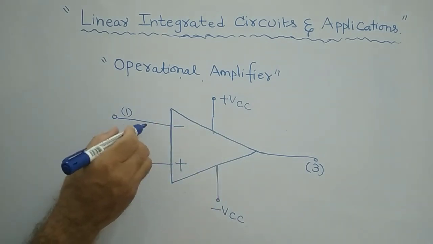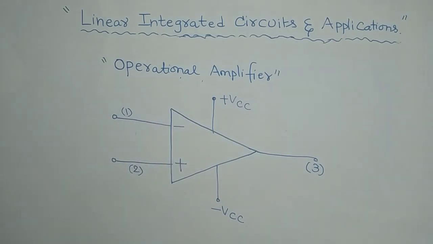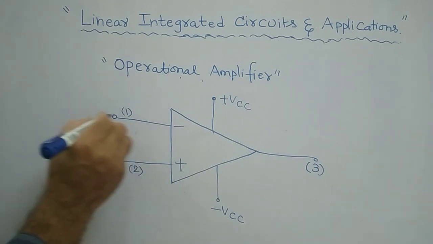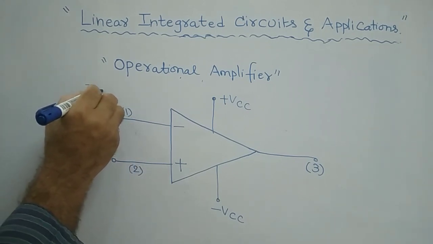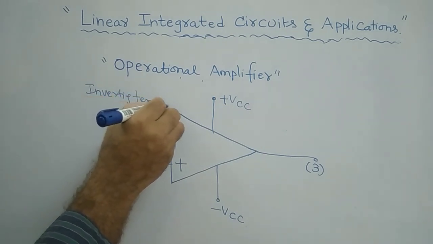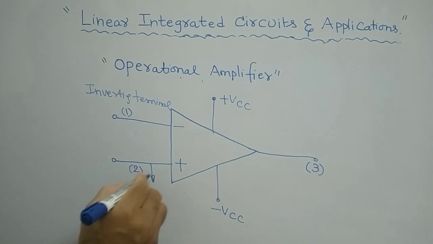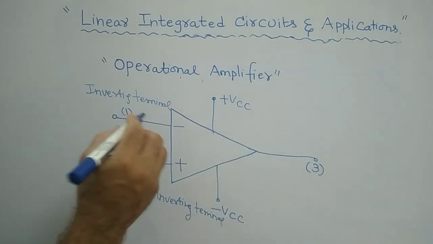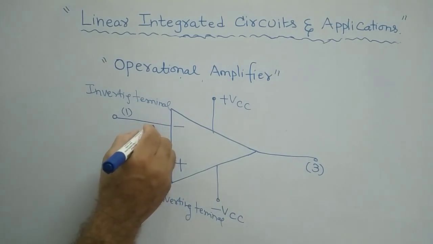If the input is given to this minus terminal, we have seen already that this is called the inverting terminal. And this particular terminal, plus, is called the non-inverting terminal. However, this is the output terminal. In general, you should remember that this is called pin number 2.